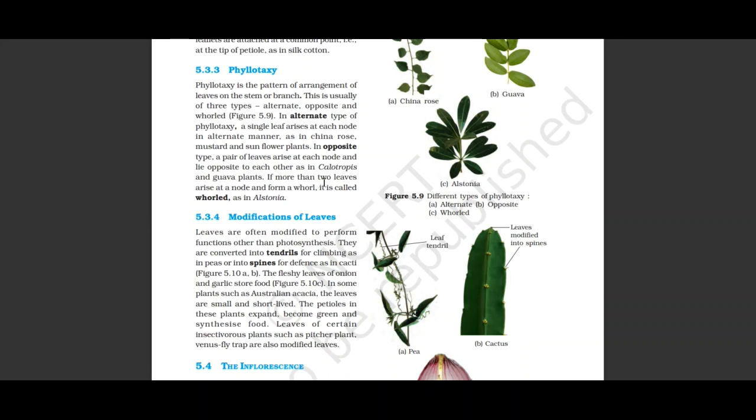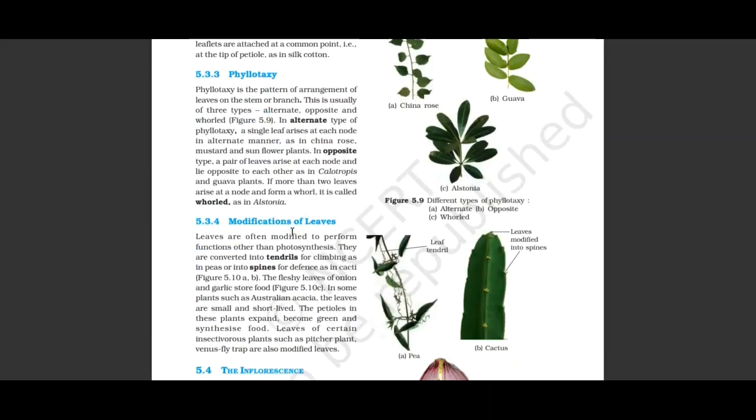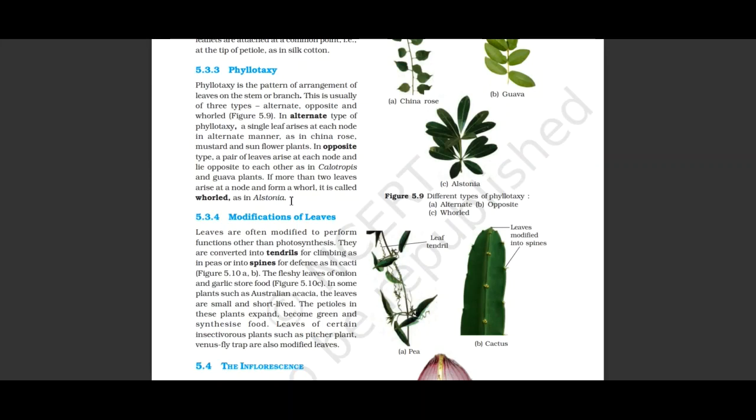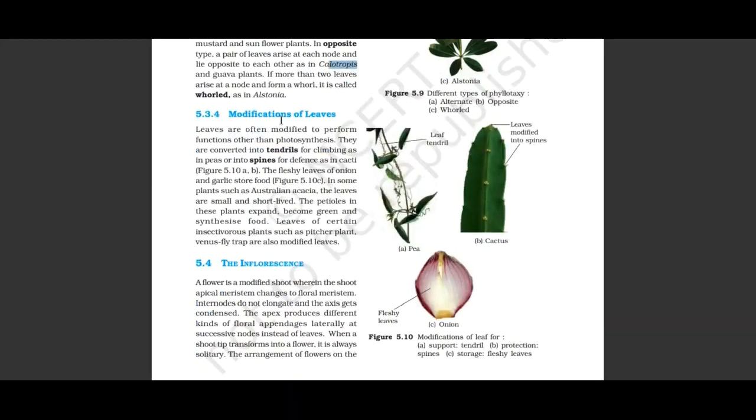If more than two leaves arise at a node and form a whorl, it is called a whorl, as in Alstonia. You have to remember the example. These examples are very important from the exam point of view. For alternate phyllotaxy, the examples are China rose, mustard, sunflower. In opposite type, the examples are calotropis and guava. And for whorled type, the example is Alstonia.